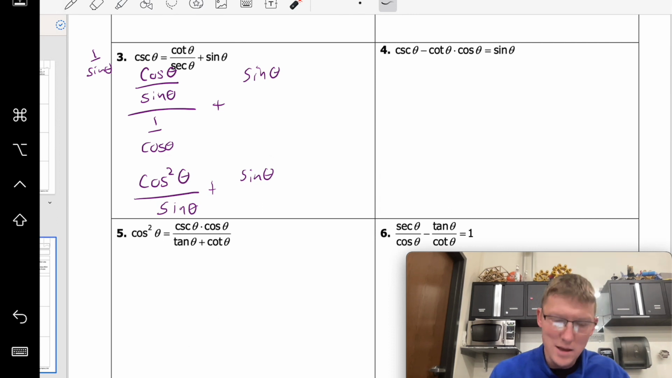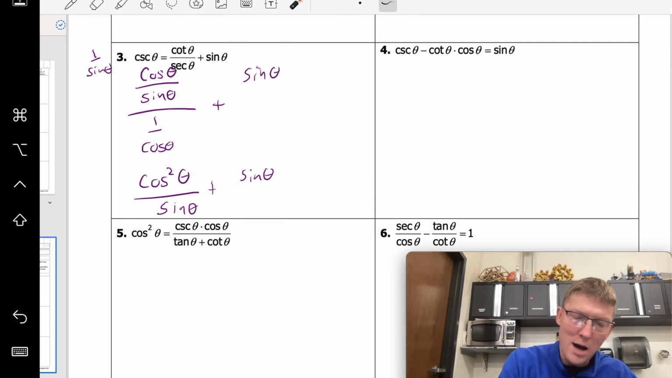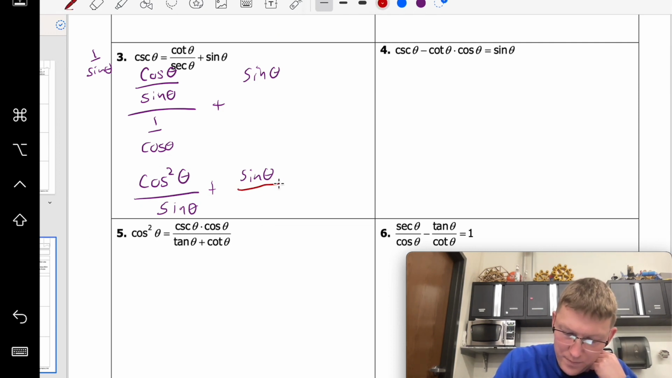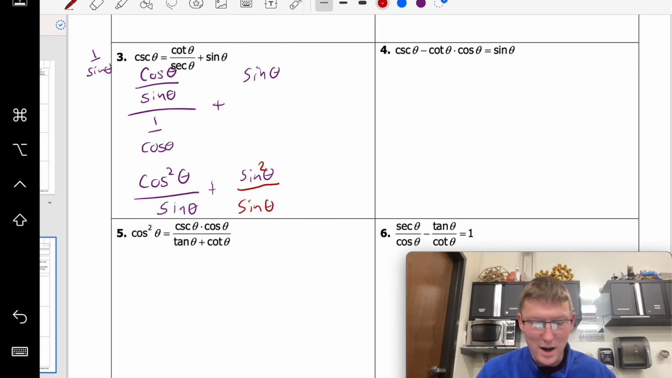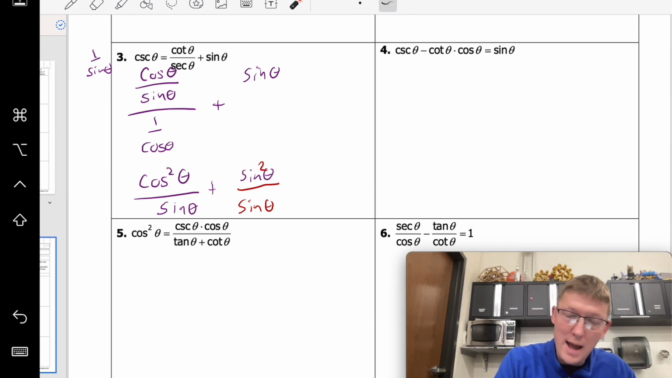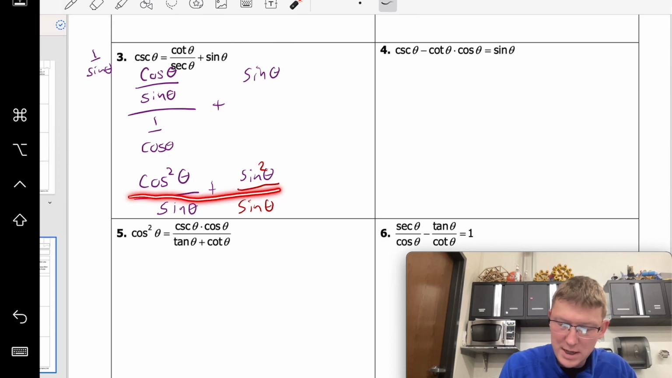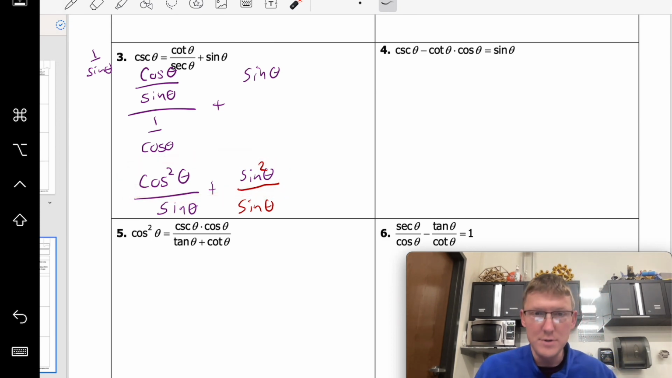Well, we can't add them yet because we're missing a common denominator. So if we wanted a common denominator of, let's say, sine, we wanted sine on the bottom, we would have to multiply this by sine on top as well. So now we would have sine squared. So now we have cosine squared plus sine squared, which we do have an identity for. Cosine squared plus sine squared is equal to 1.